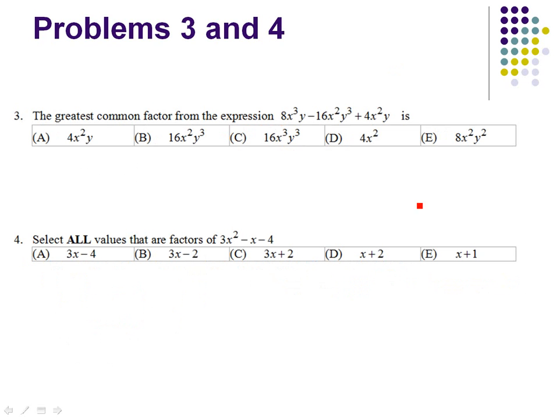Okay, greatest common factor. As I look through my terms, I look for what will go into all three of these. Well, 8, 16, and 4. So the biggest number that will go into all of those is a 4. I have x cubed, x squared, x squared. I have at least an x squared in everything. I have a y cubed, and y. Everybody has at least a y. So that answers E.